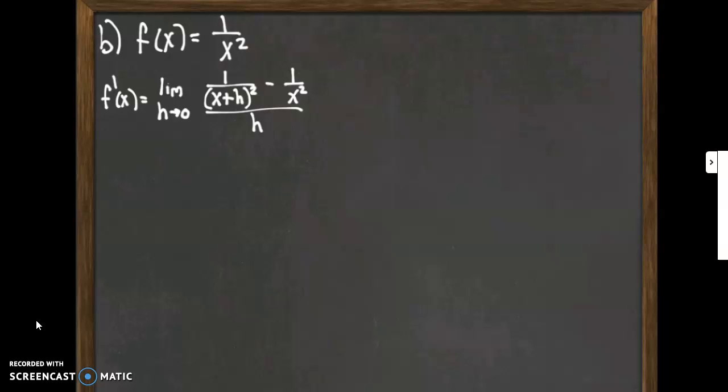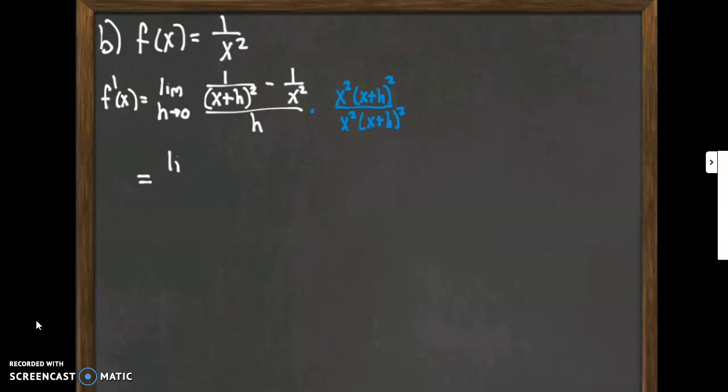A very common algebraic technique for dealing with an expression like this is to recognize that as a complex fraction. With complex fractions, we can get rid of the little fractions inside of the numerator and denominator by multiplying both the numerator and denominator of the big fraction by our common denominator, which in this case is those two denominators, x squared and x plus h squared. And we have to do that in both the top and the bottom. And so now we're going to distribute that through.